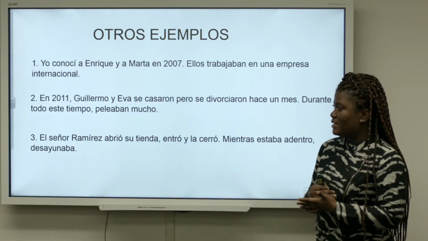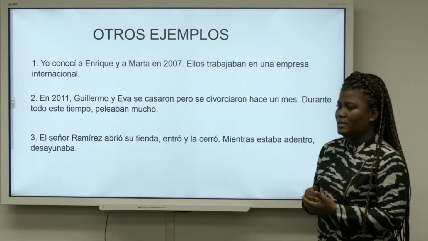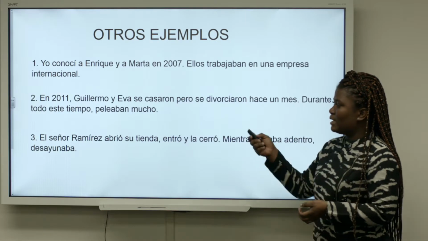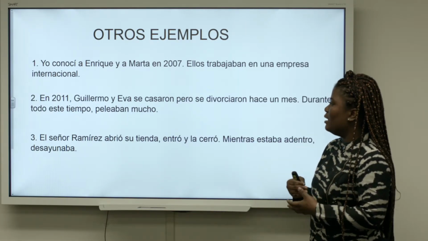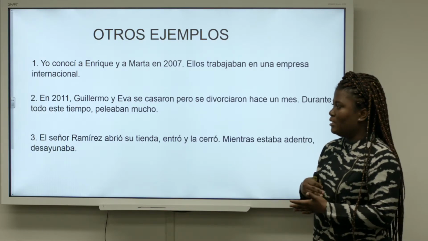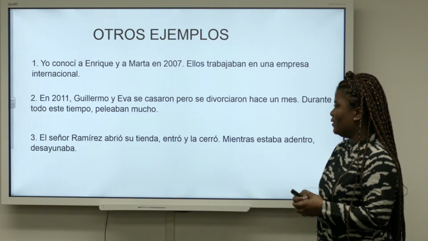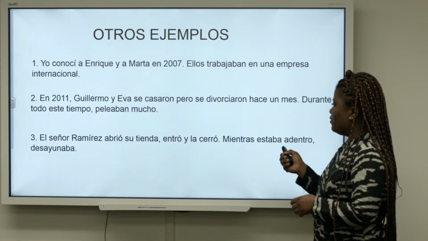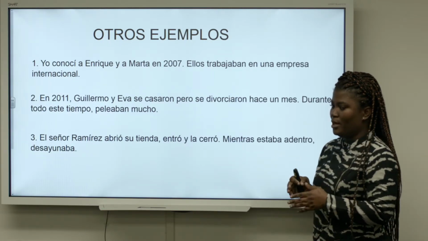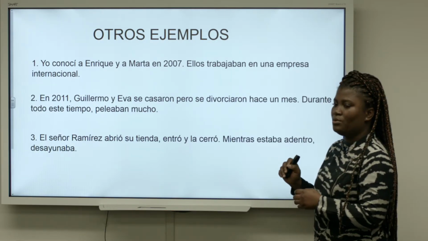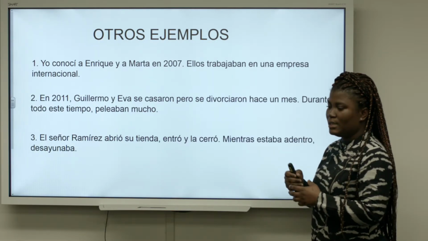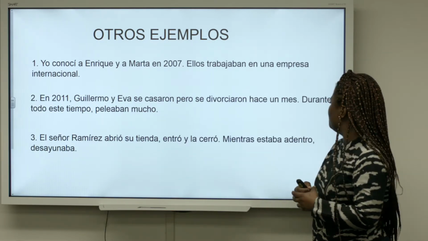So specific time that they got married, 2011, the verb is casarse. It has been conjugated in the preterite tense because that was a specific year that they got married, 2011. But then they got divorced a month ago. So now we know the specific time that they got divorced. That was a month ago. So we use the verb divorciarse in the preterite tense.